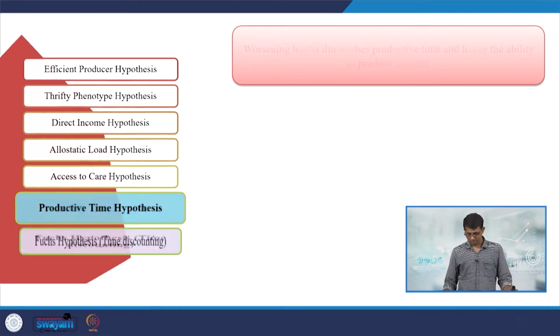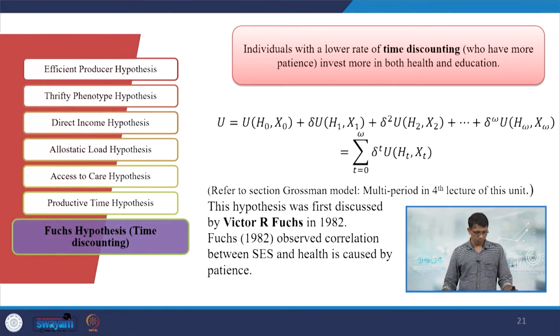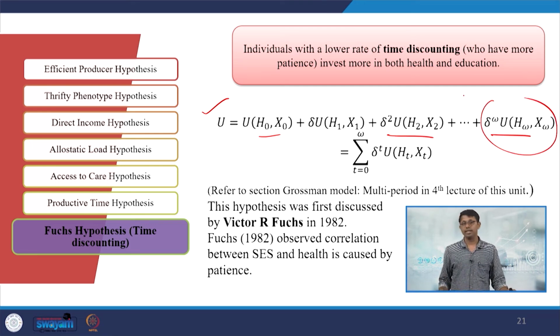Okay. Then the last one is the Fuchs hypothesis. We discussed it in our previous chapter, the previous unit lecture as well. We mentioned time discounting. Individuals with a lower rate of time discounting, who have more patience, invest more in both health and education. In the utility function we defined, over time we are discounted; later on, additions to our utility diminish.